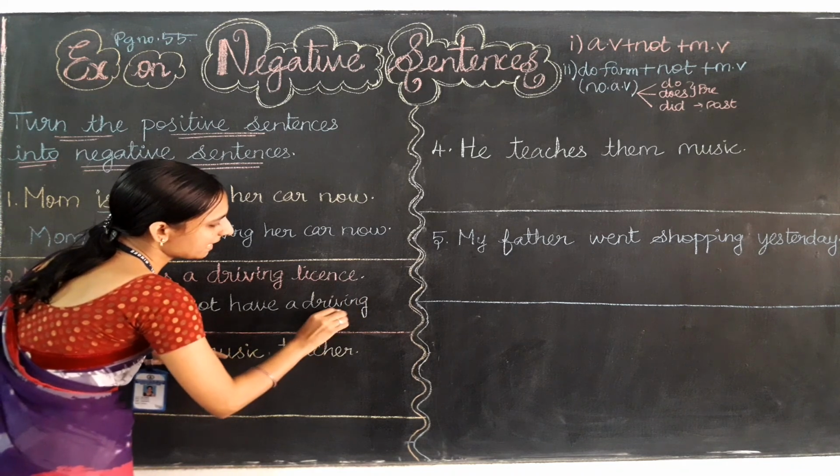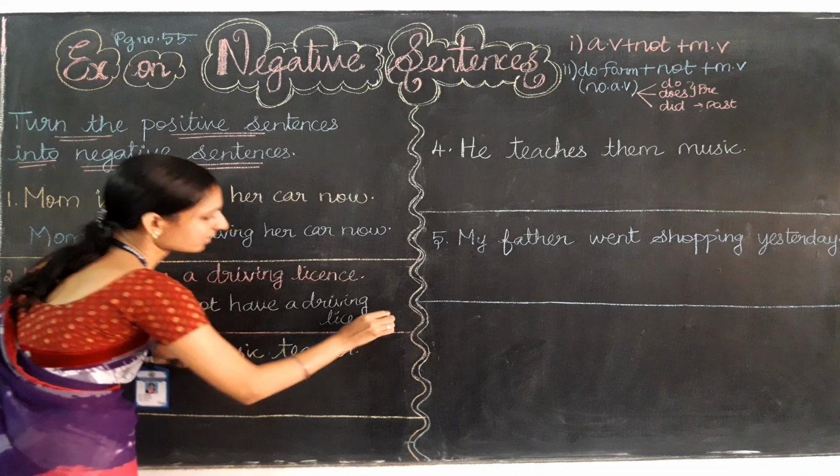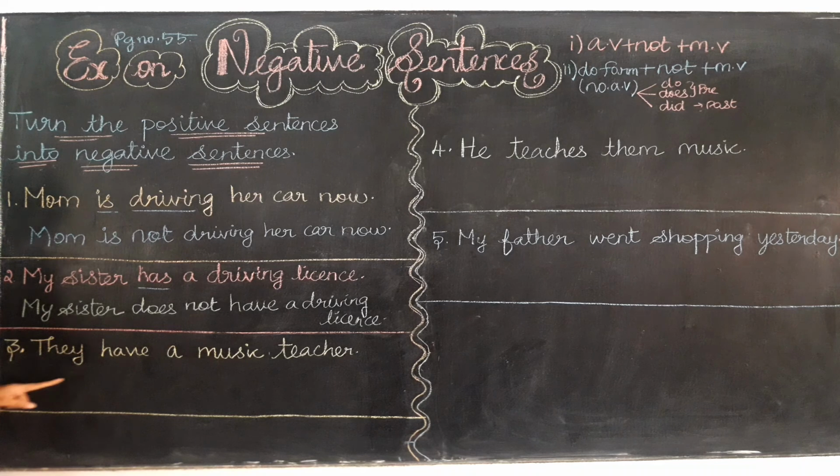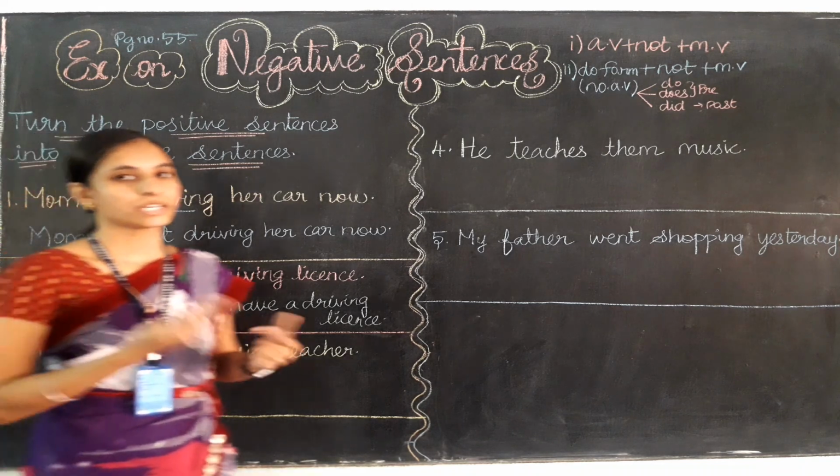My sister does not have a driving license. It is the negative sentence. Now let's read out the third one. They have a music teacher.